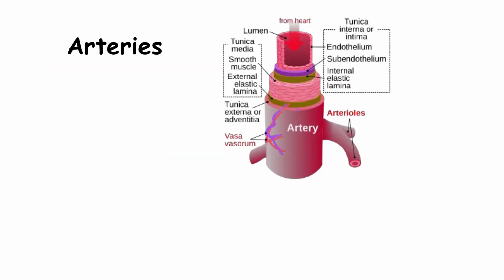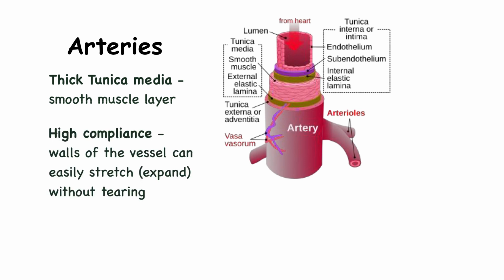Arteries, as I've already mentioned, carry oxygenated blood away from the heart. They are characterized by a thick tunica media, that layer that contains smooth muscle, allowing these vessels to contract and dilate. They also have a high compliance. This means that the walls of these vessels can easily stretch or expand without tearing.